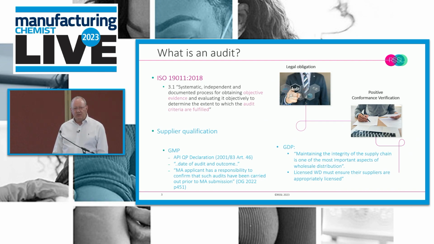GDP: maintaining the integrity of the supply chain is one of the most important aspects of wholesale distribution. We were talking, Hitesh was giving the Pharma 4.0 presentation this morning, and we were talking about criminality and its wide access. That's why, because of falsified medicines, and in the clinical space that's really increasing now as a risk. But the licensed wholesale dealer must ensure their suppliers are appropriately licensed. So we're working a lot in GDP now with regards to audit training to help the GDP environment improve and increase its auditing capability.